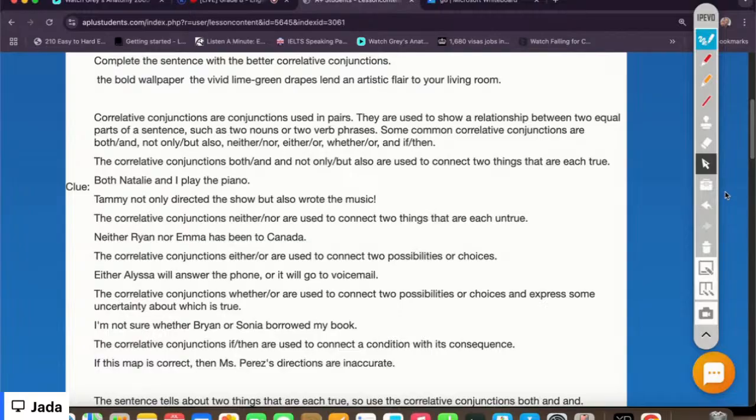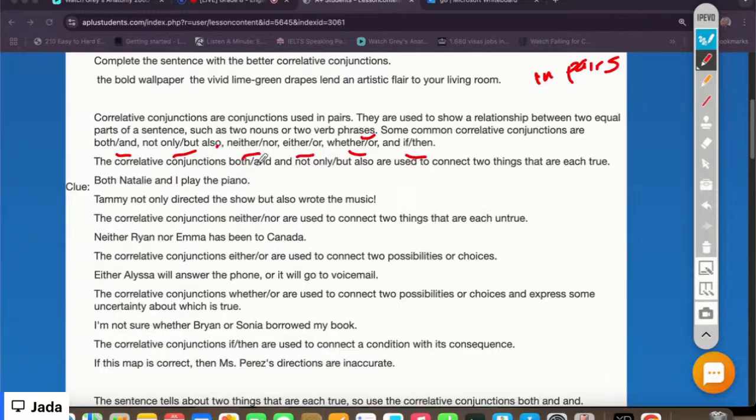Okay, so correlative conjunctions are conjunctions used in pairs. So we use them in pairs, all right? They are used to show a relationship between two equal parts of a sentence, such as two nouns or two verb phrases. Some common correlative conjunctions are both and, not only but also, neither nor, either or, whether or, and if then. Okay, so these are the common correlative conjunctions that we have.